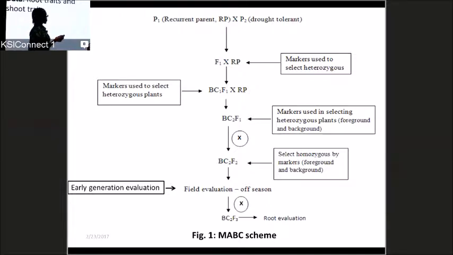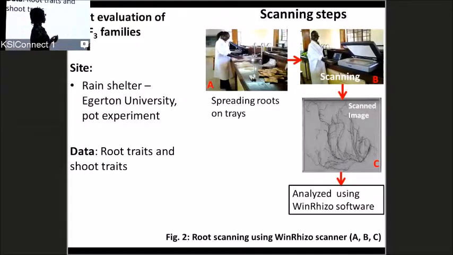This is the procedure for scanning and also the site where the genotypes were evaluated, that is under rain shelter at Egerton University using a pot experiment. Then we had the screening process, whereby the spreading of the roots was done on trays, then the scanning process, and then we had the scanned image, which was analyzed using WinRHIZO software.